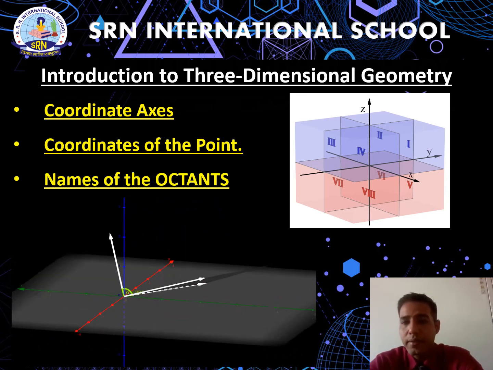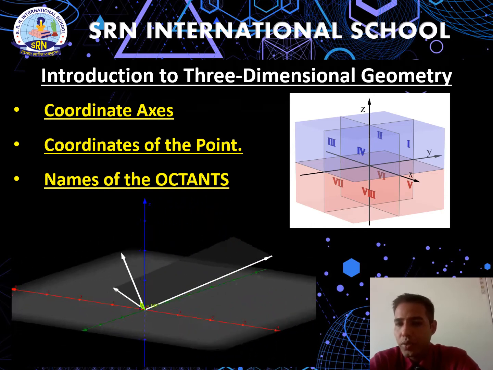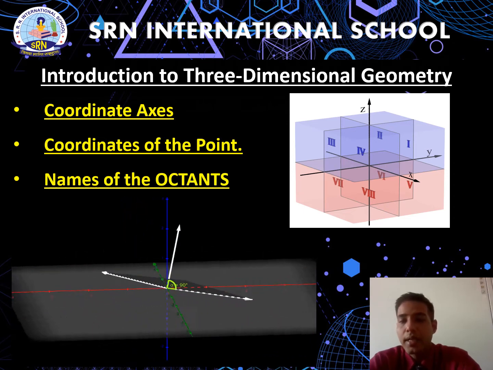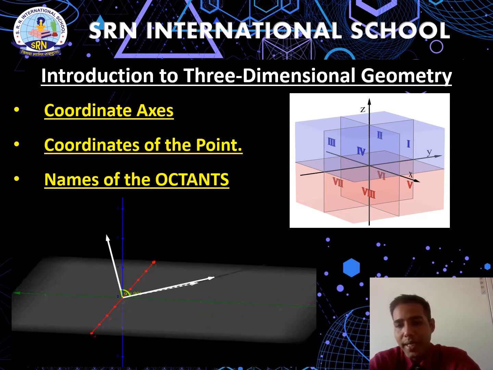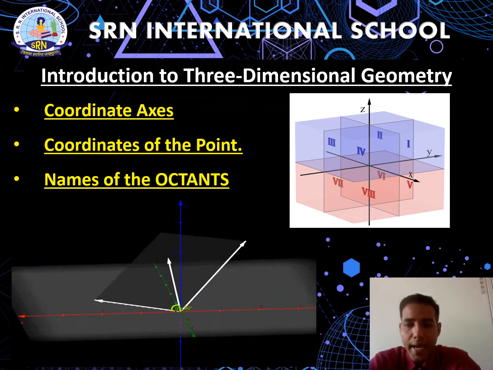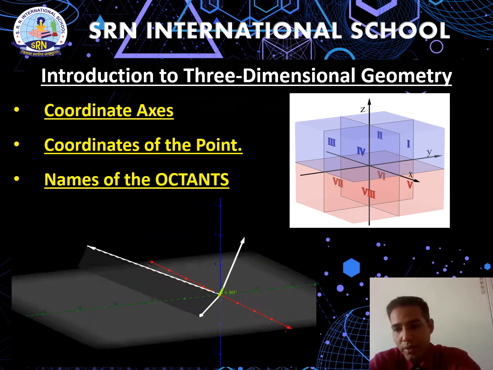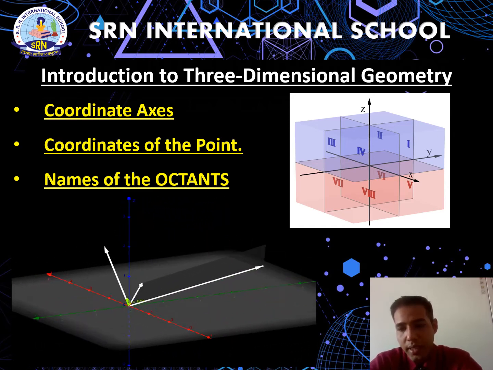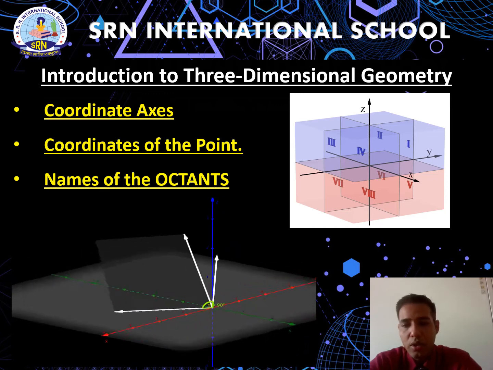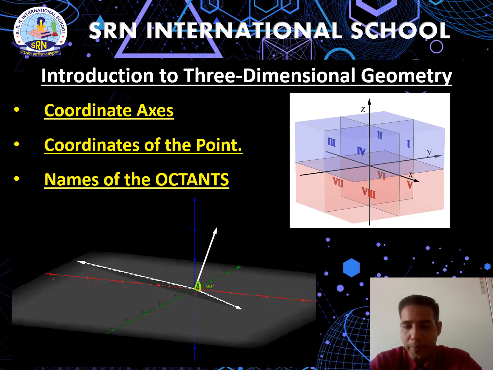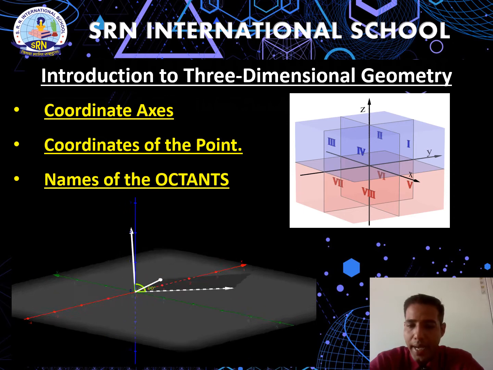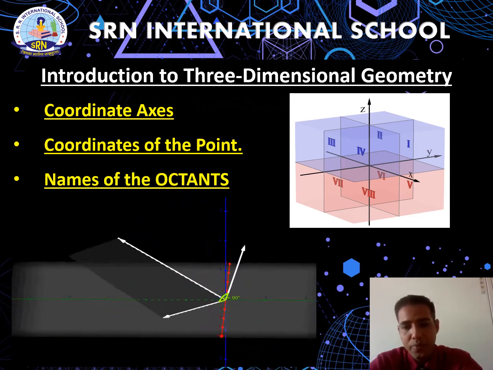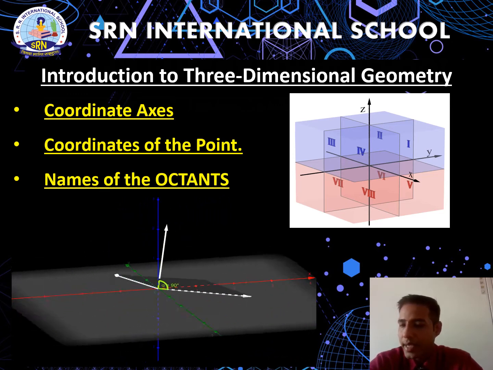In real life, we need three numbers which are representing the perpendicular distance of the point from the three mutually perpendicular planes. The three mutually perpendicular planes are called coordinate axis, and the numbers which are representing the distance of the point from these three mutually perpendicular planes are called coordinates of the point. So, my dear students, any point in the space has three coordinates having the names as x, y, and z.